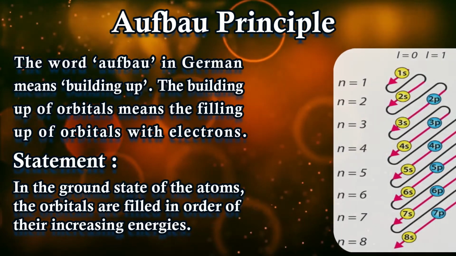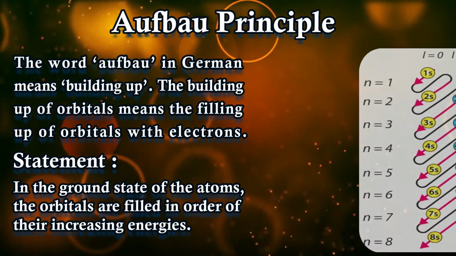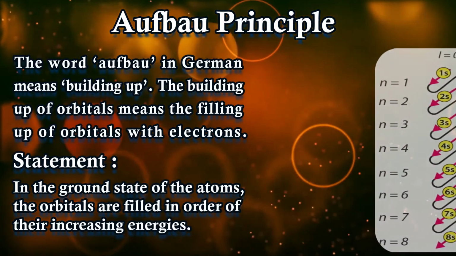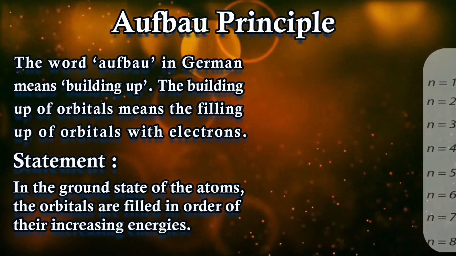Now 3s will be filled, okay, fine. The 11th and 12th electrons enter the 3s orbital. After the 3s gets filled up, then 3p will be filled, and the next 6 electrons will go to 3p.